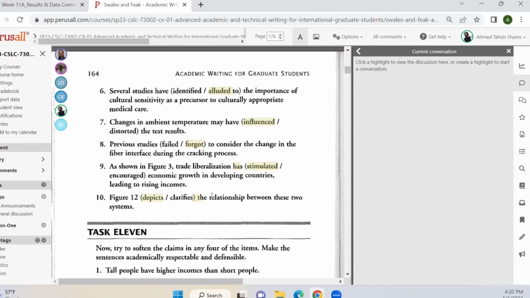The verb stimulate is strong. Yeah, it's my bad. I would have said encourage, I guess. Right? Encourage is a weaker claim. Yeah. Okay? Number 10.